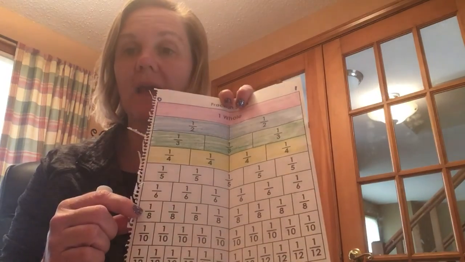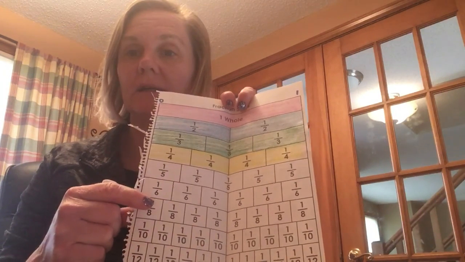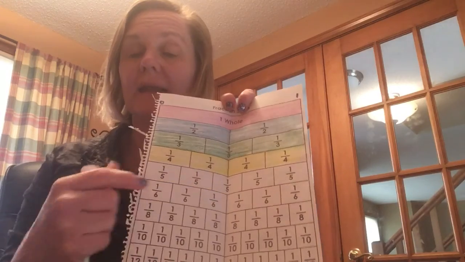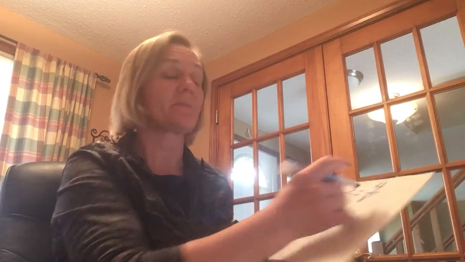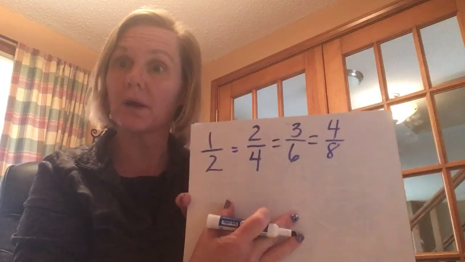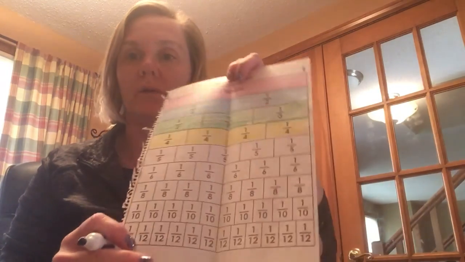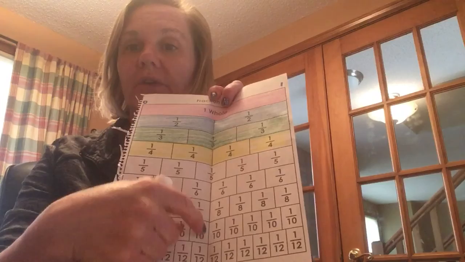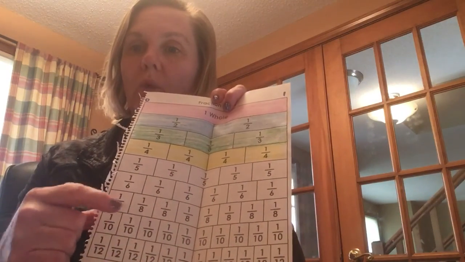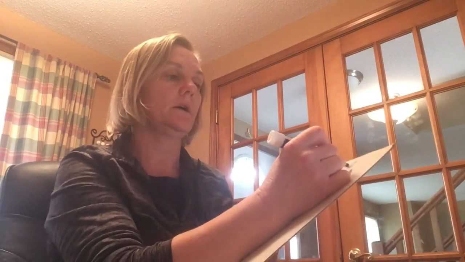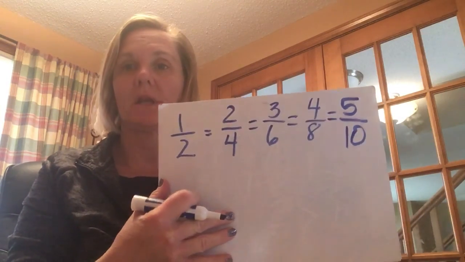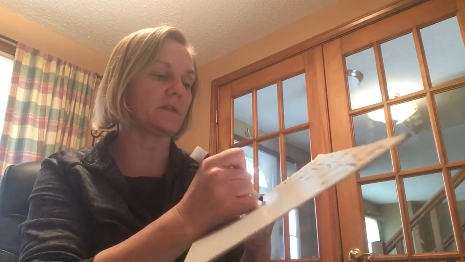Now, if I look again, I'm looking here at eighths, and there's a line at the eighths. 1, 2, 3, 4 eighths is also equal to 1/2. And what is half of 8? 4. I'm going to keep going. And look, there's another line here for tenths. 1, 2, 3, 4, 5 tenths is equal to 1/2. So all of these are equivalent fractions to 1/2.